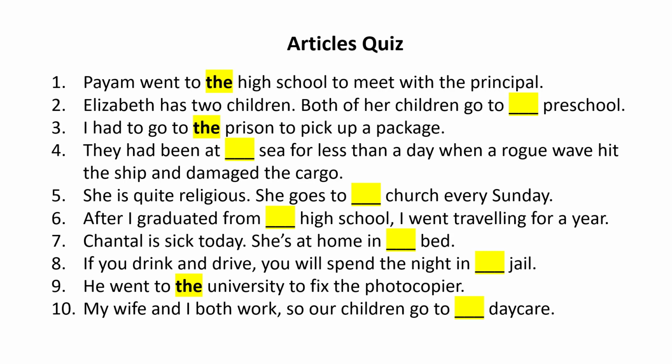Number 4. "They had been at sea for less than a day when a rogue wave hit the ship and damaged the cargo." So they are sailors on a ship. Number 5, "She's quite religious. She goes to church every Sunday." So she's a regular churchgoer. Number 6, "After I graduated from high school, I went traveling for a year." So he's talking about being a student.